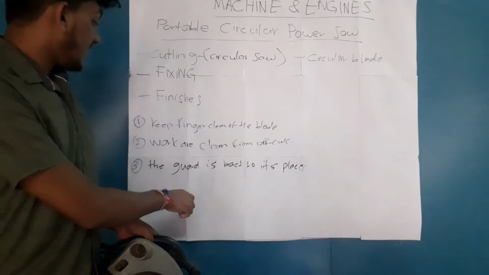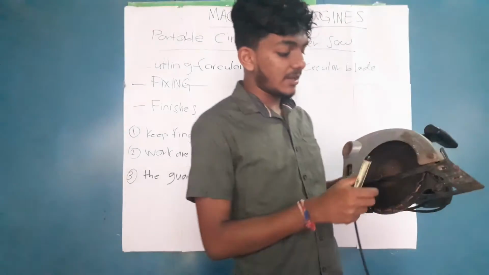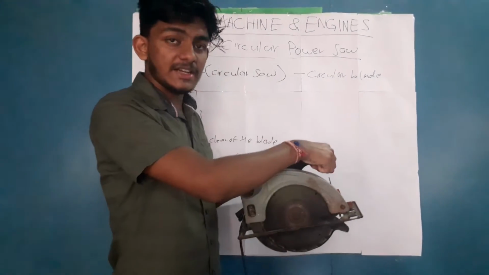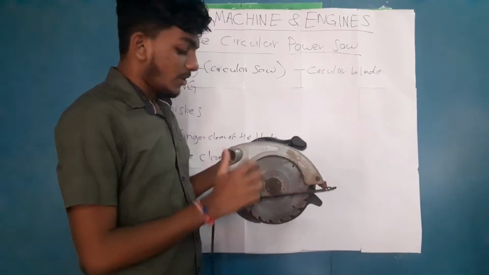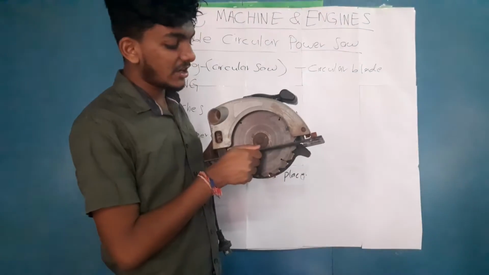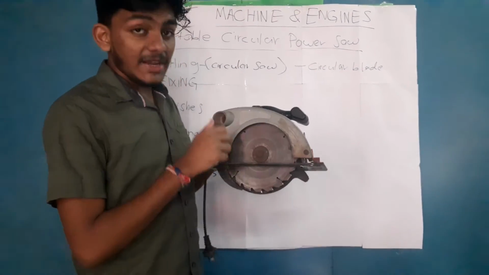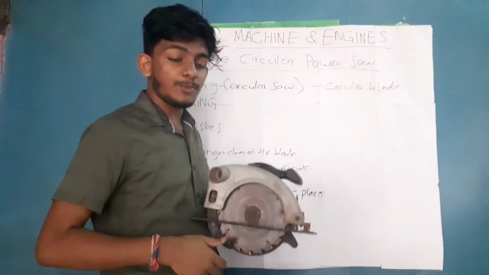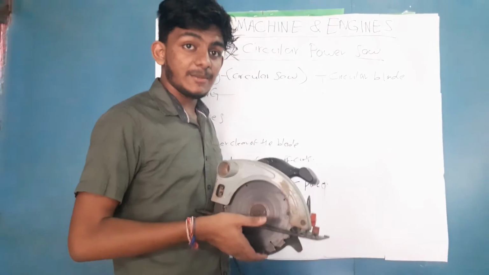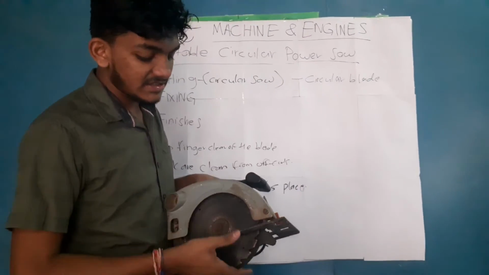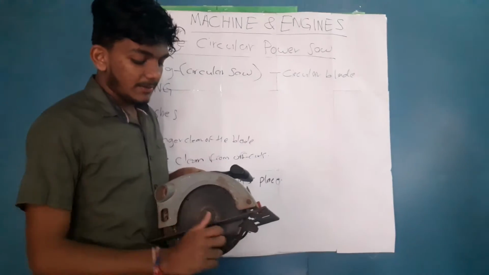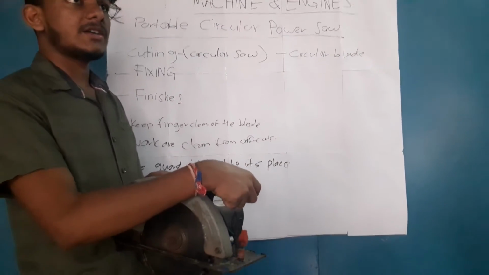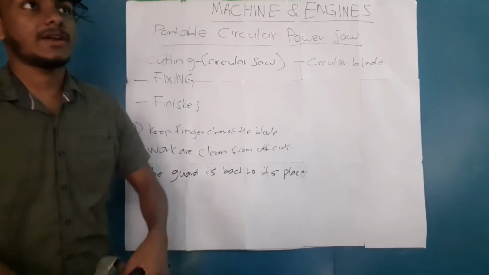The guard should be back to its place. Once you have cut and removed the circular saw from the workpiece, the blade guard must be returned to its normal place. Because if you place the saw somewhere without the guard back, the blade can get damaged. So the main thing is, you must push the blade guard back to its original place after cutting. I hope you've got it. Yes, sir.